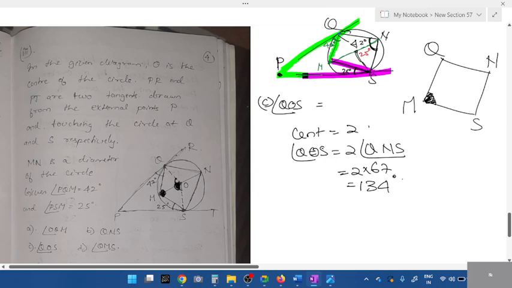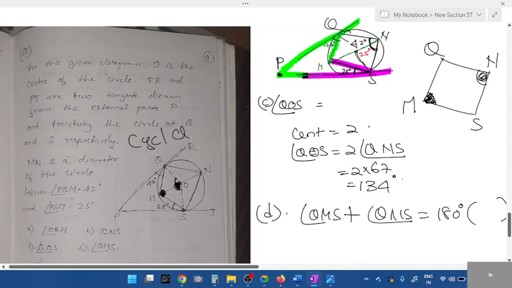What is the sum of opposite angles of a cyclic quadrilateral, students? QMS plus QNS would be equal to 180. What is the logic? Cyclic quadrilateral. So this entire concept was nothing but cyclic quadrilateral along with cyclic quadrilateral tangent question, students, which is a very good question. If you're thorough with cyclic quadrilateral tangent questions, you can still complete it within 2 to 3 minutes. So angle QMS is equal to 180 minus QNS. What was QNS? 67.